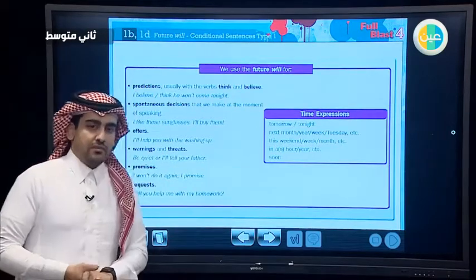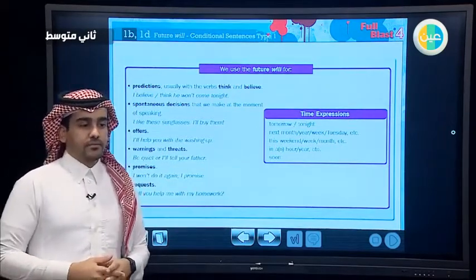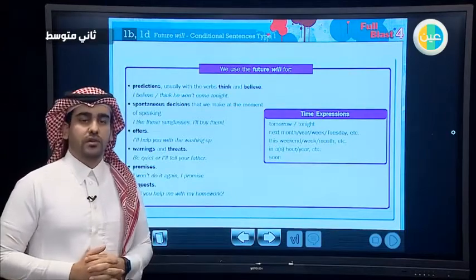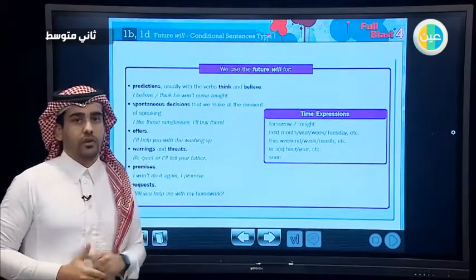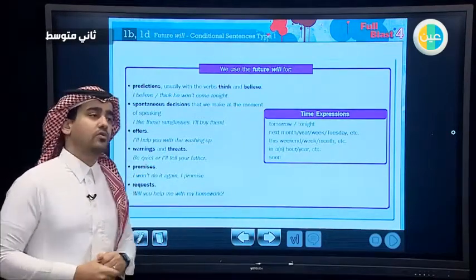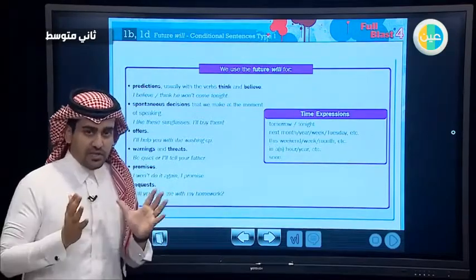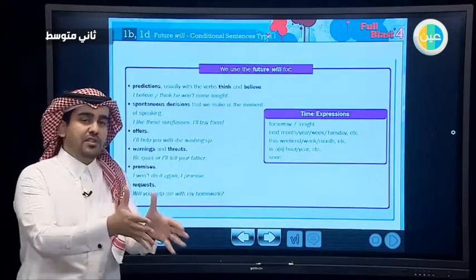I will give you an example. If I say, I will go to school, okay? I will go to school tomorrow. I will go to school next week. I will go to school next month. So all of this is in the future tense, okay?